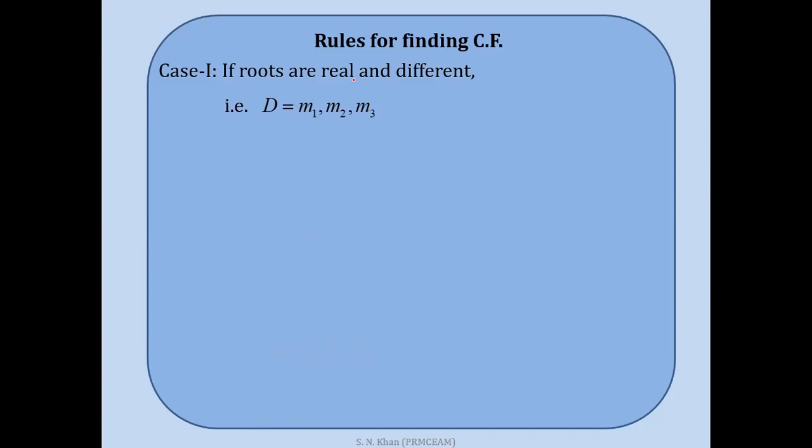These are nothing but an example. And real means it does not contain the imaginary term i. That's why we are calling it real. If the imaginary term i comes, it means that we will have a complex root, so the formula for that is different, okay? So roots are real and different means all the roots should be different.